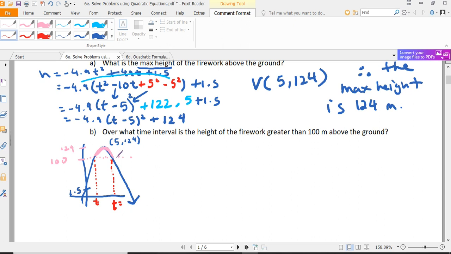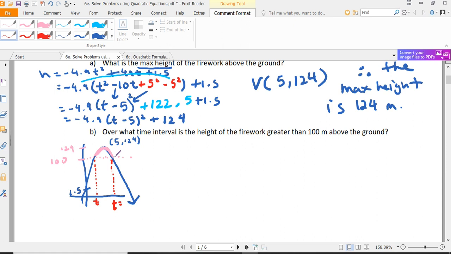It sure would. So for example, let's say I solve for this and I find the time is 1 in this case. So at 1 second, it is at 100 meters. And then I find at 3 seconds, it is again at 100 meters. So that means between 1 and 3 seconds, the firework is above 100 meters in the sky.